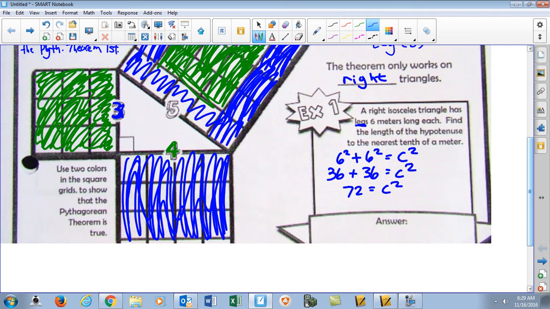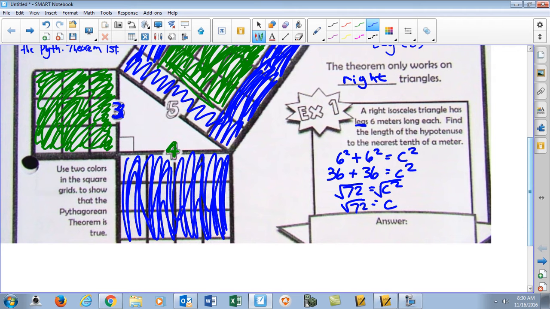All right, and now to get c by itself, I have to isolate c. I have to take the square root of both sides. So when I square root c squared, I get c, because c times c is c squared, just like 5 times 5 is 25, so the square root of 25 is 5. The square root of c squared is c. And then we do it to both sides, so I'm left here with the square root of 72.